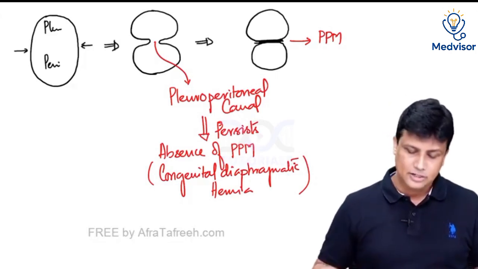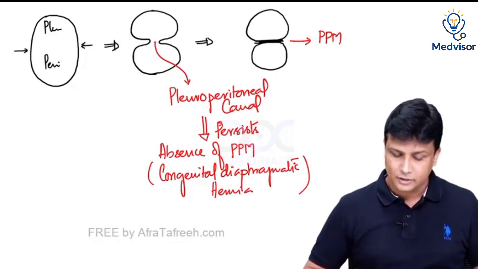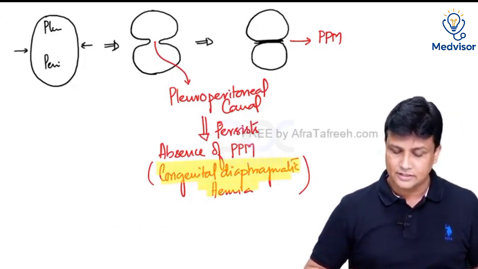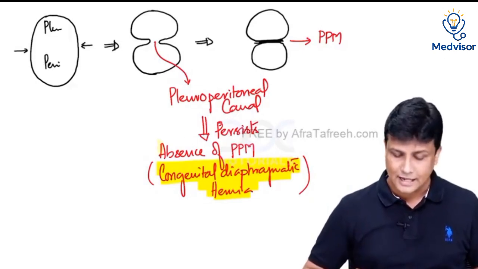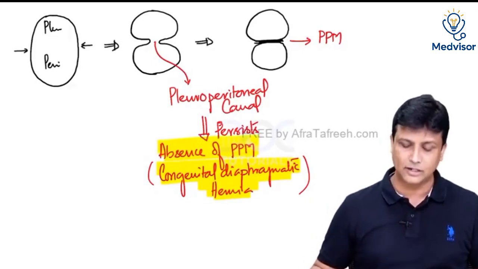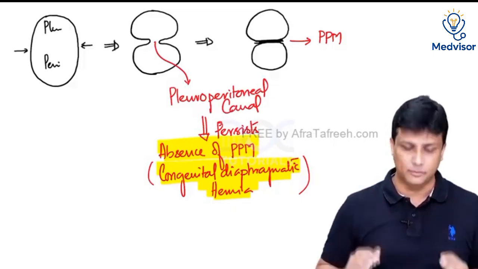Whatever. Here in embryology, my most important thing is, what is the reason for congenital diaphragmatic hernia? The reason for congenital diaphragmatic hernia is absence of pleuroperitoneal membrane. Pleuroperitoneal membrane is not at all formed there.